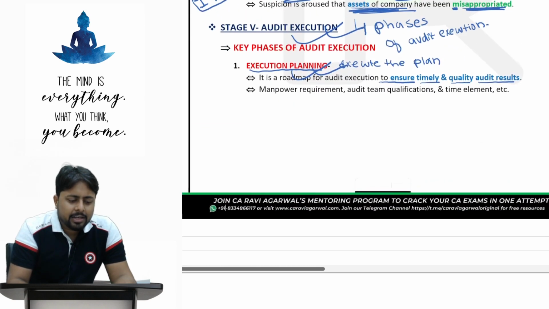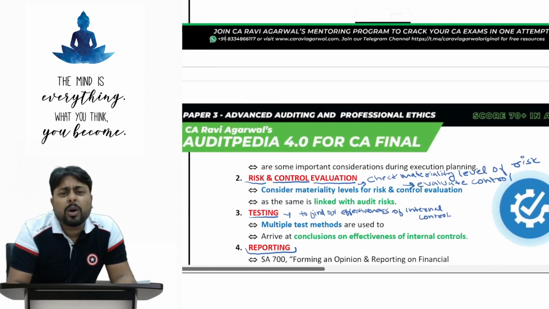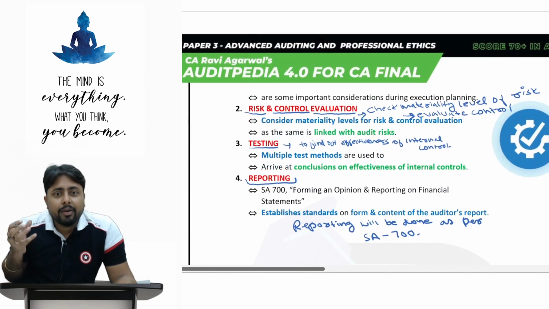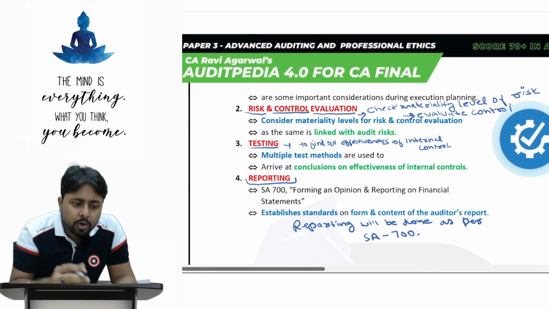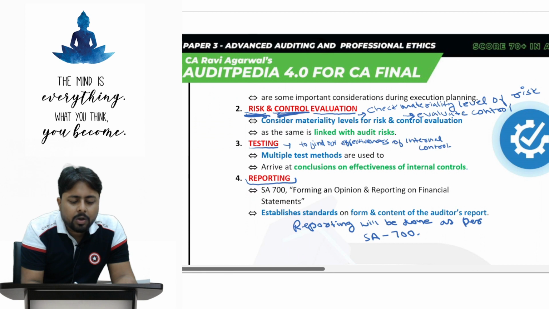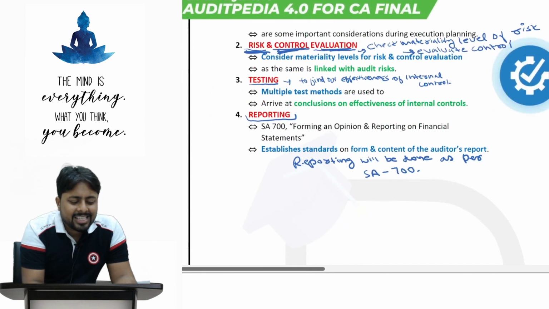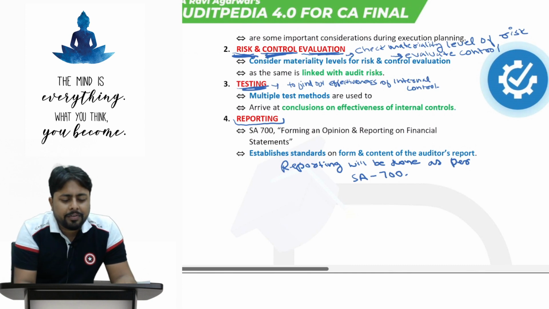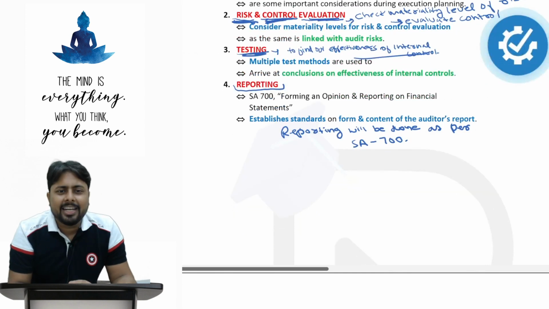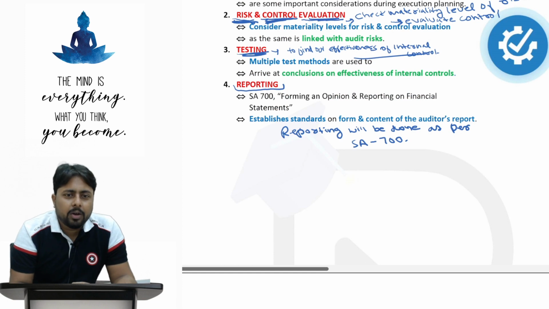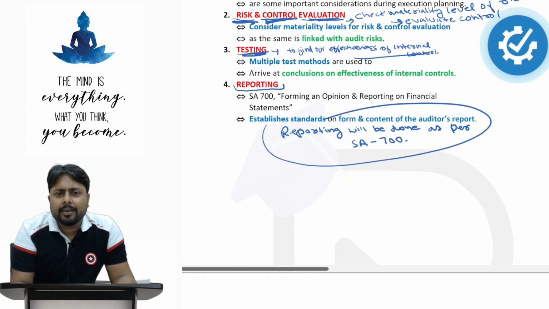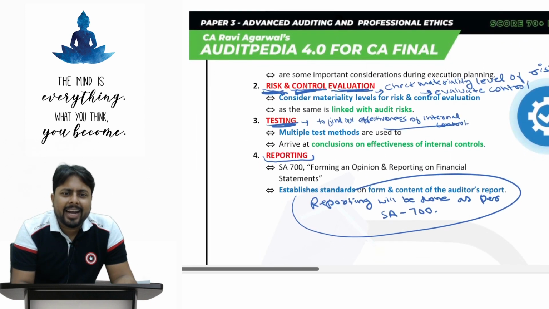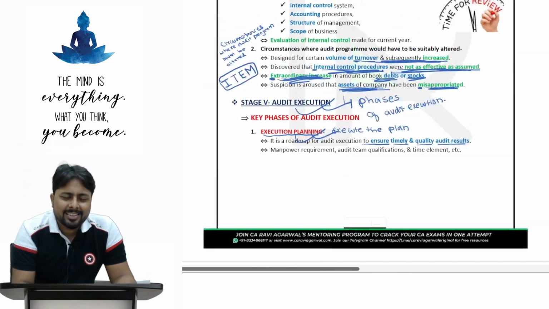So in audit execution, we execute the audit plan. What else do we do in audit execution? We evaluate the risk. We evaluate the control. We check risk. We check control. We also do the testing. What we do in testing is we check the effectiveness of internal control, right guys? And finally, in audit execution, we report as per SA 700, forming an opinion and reporting on the financial statements. So we do the reporting part and our audit execution work is done.